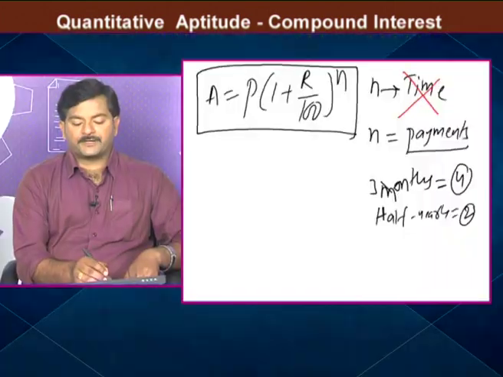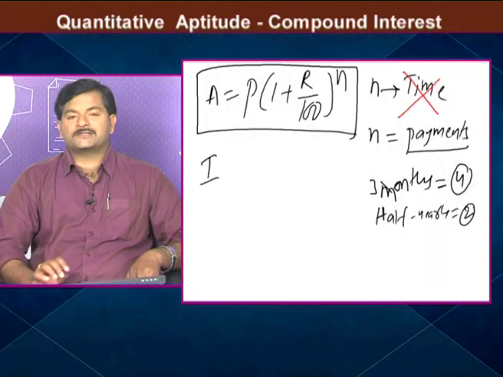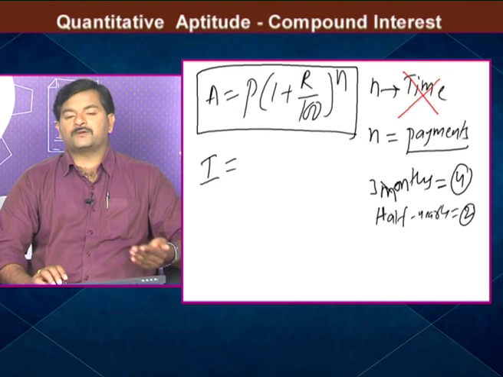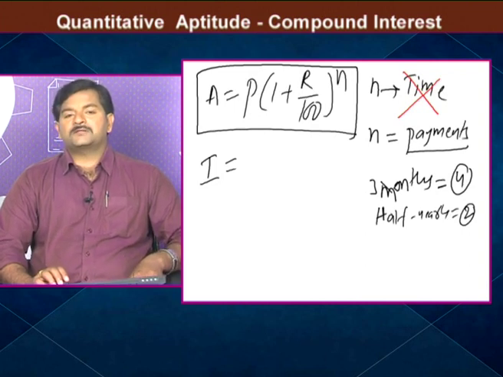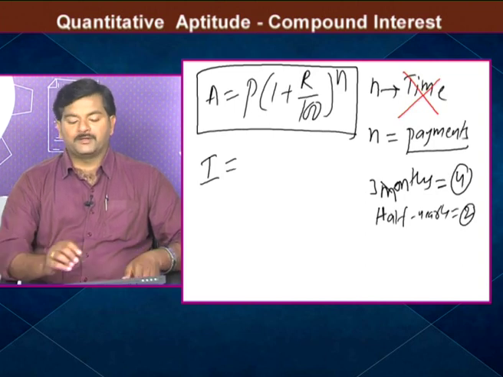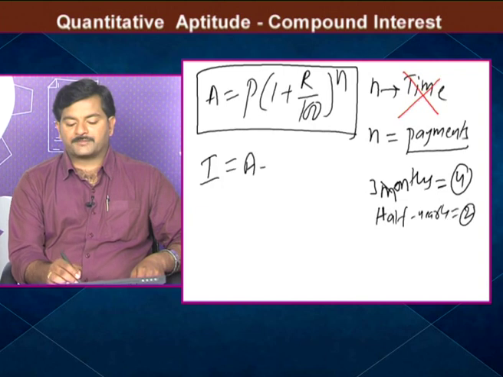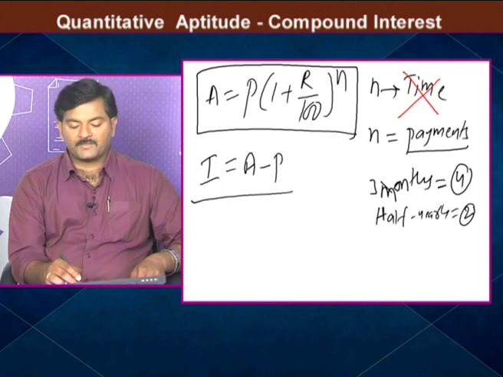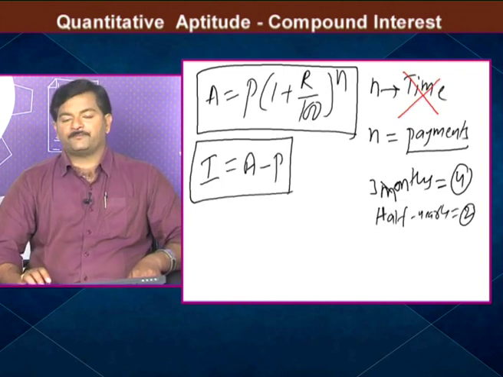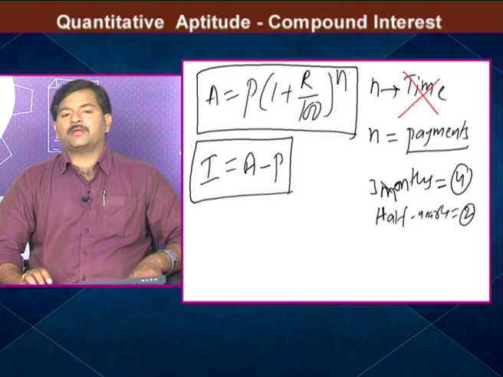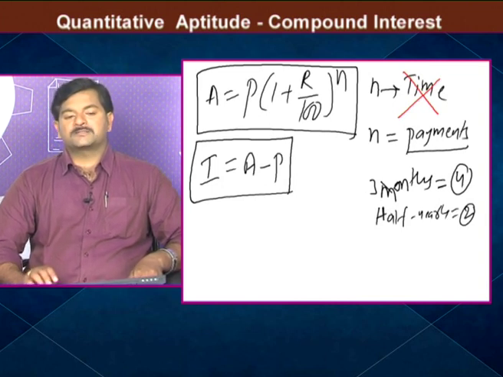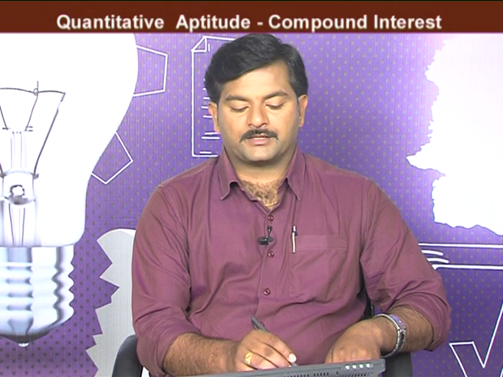Okay. So there is no separate formula to find out the compound interest. If we ask you to find out the compound interest, first of all we need to find out the amount. After getting this amount, from this amount we have to subtract the principal. Then I is equal to A minus P. You get the compound interest.